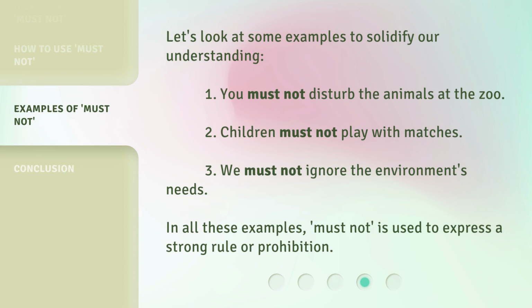Let's look at some examples to solidify our understanding. 1. You must not disturb the animals at the zoo. 2. Children must not play with matches. 3. We must not ignore the environment's needs. In all these examples, must not is used to express a strong rule or prohibition.